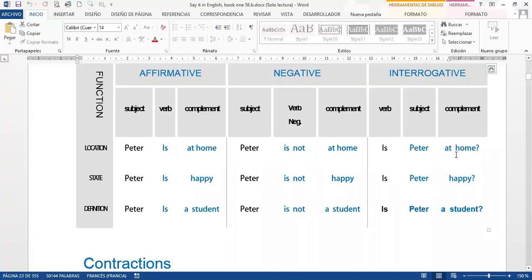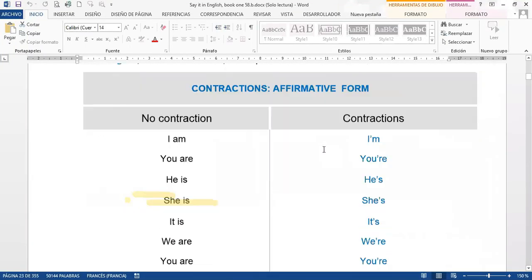The interrogative form: Is Peter at home? Is Peter happy? Is Peter a student? So notice that the verb to be becomes the first element in the question form. This is very important to remember.